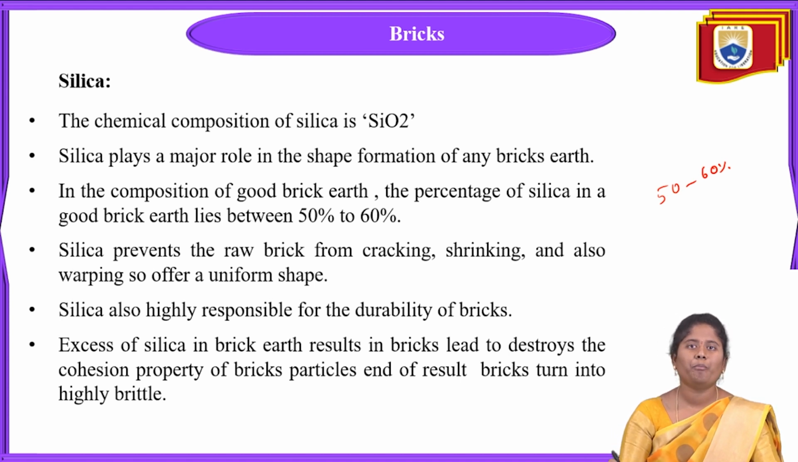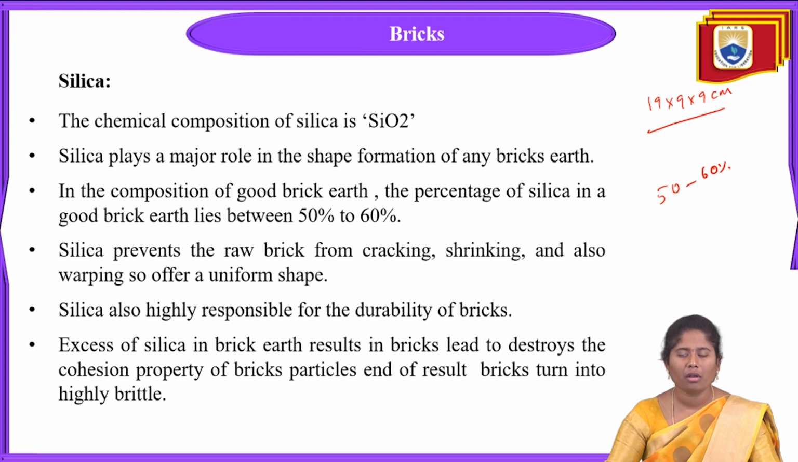Of course, our brick size will be 19 by 9 by 9 centimeters. This is the standard brick size. After this cleaning, molding, everything, our brick should be very strong for the construction process. That's why the raw brick should avoid all this cracking, shrinking, and also warping, because if these shrinking and cracking are there, then the shape of the brick will not be uniform. That's why these cracking, shrinking, and warping should not be there.